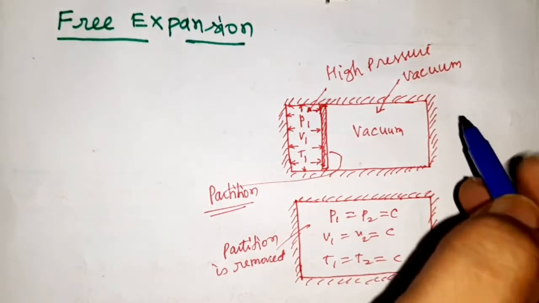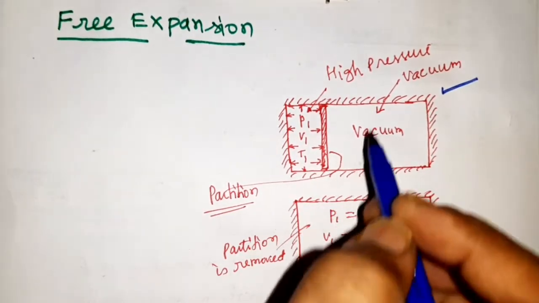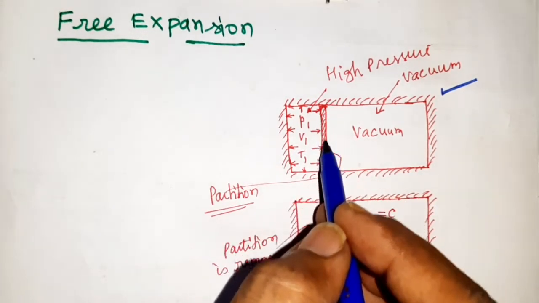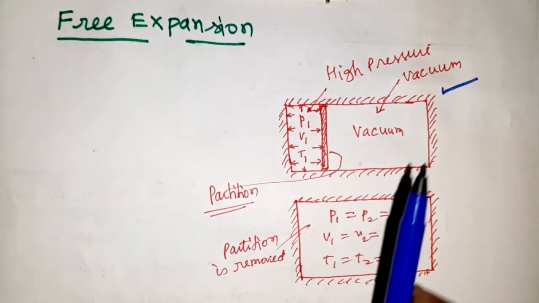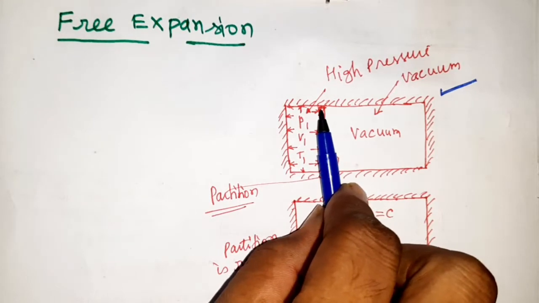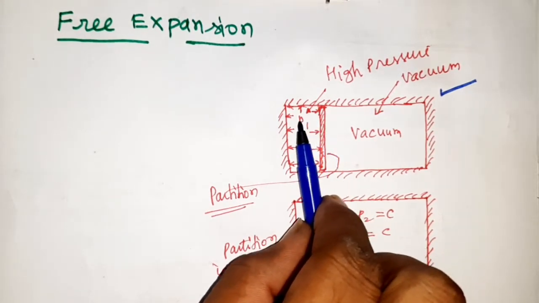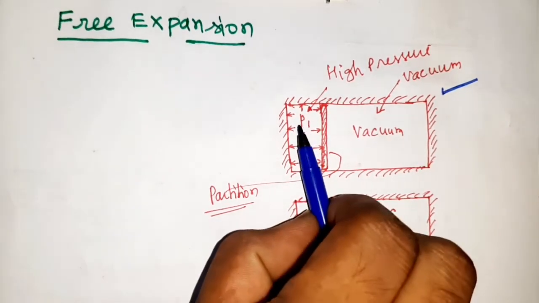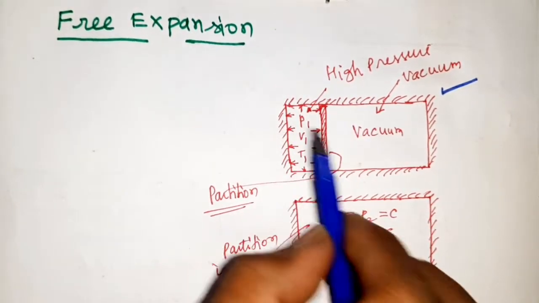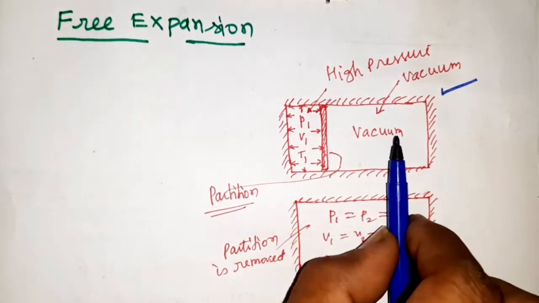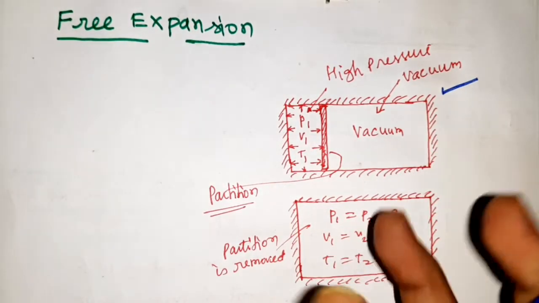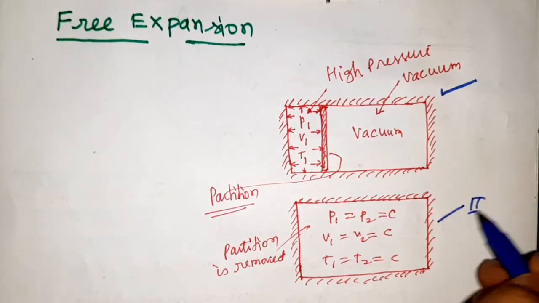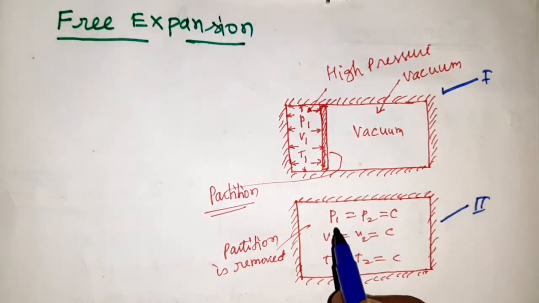In this first figure you can see a container or cylinder, and this is a piston or partition. On the left side of this partition, the pressure is P1, volume V1, and temperature T1. So higher pressure is on the left side, and on the right side it is a vacuum.